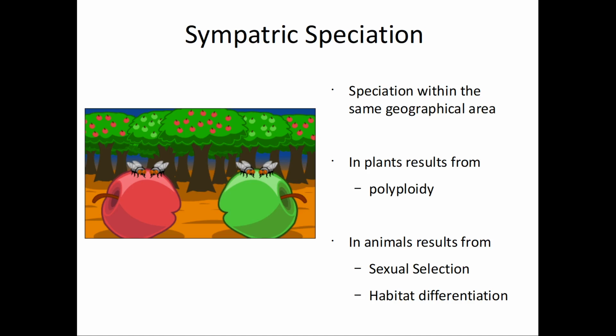All right, sympatric speciation is speciation within the same geographic area. In plants, it results from polyploidy, which means having more chromosomes than they should. In animals, it results from sexual selection, so behavior, and maybe habitat differentiation. For example, with these fruit flies, two appear to like red apples, and another two appear to like green apples. So maybe they become different species.